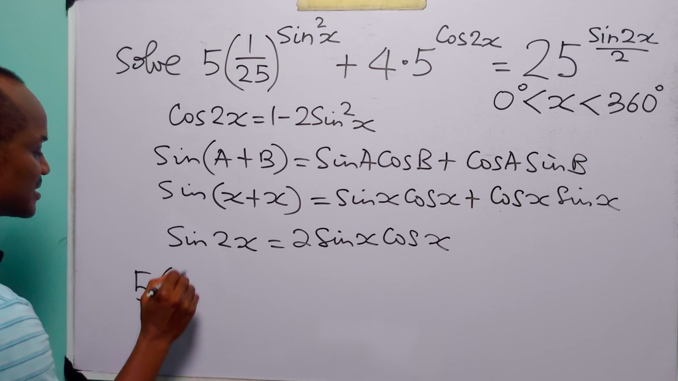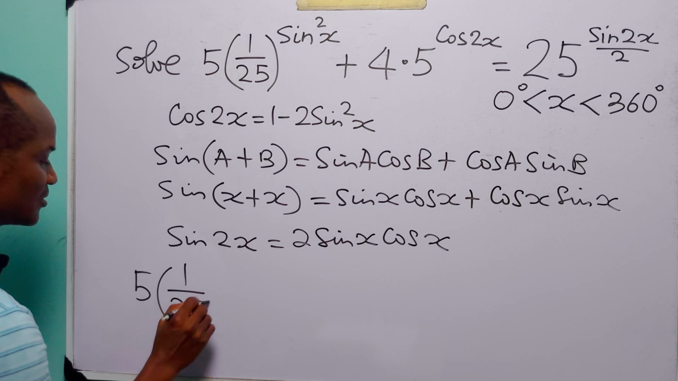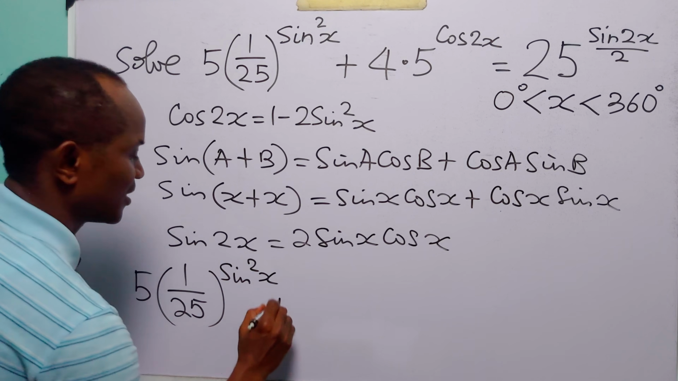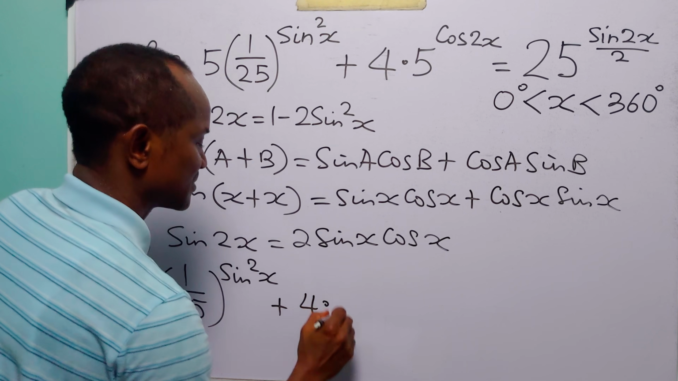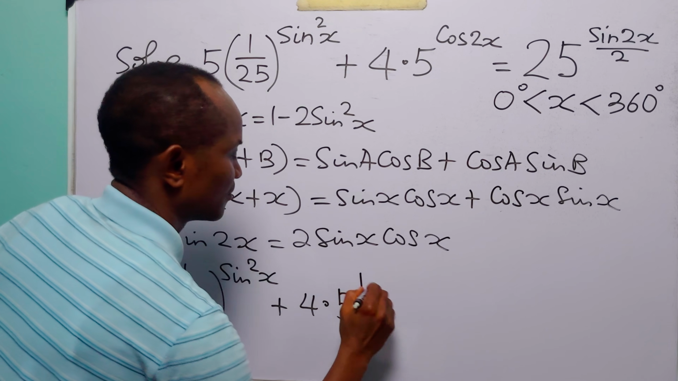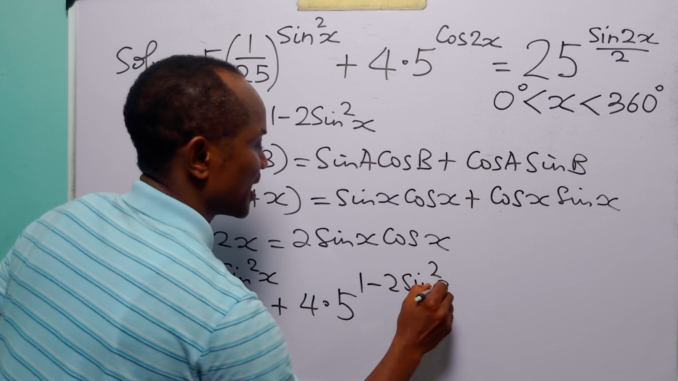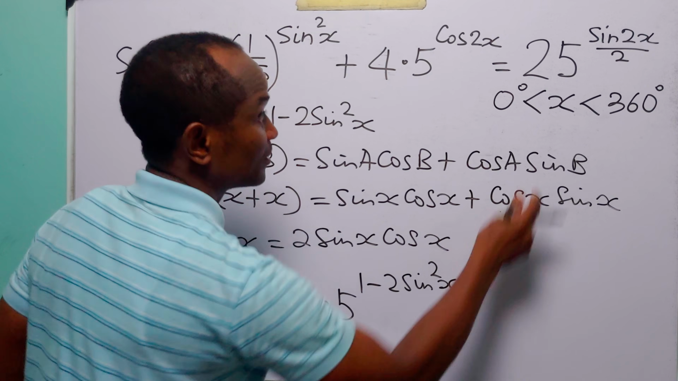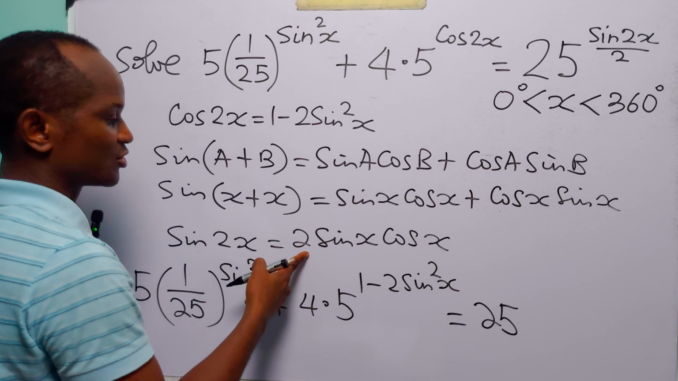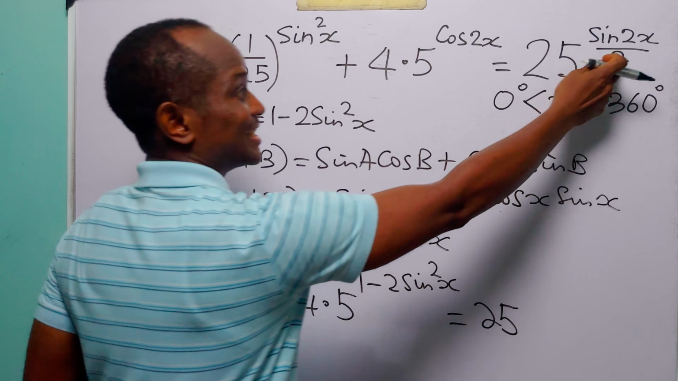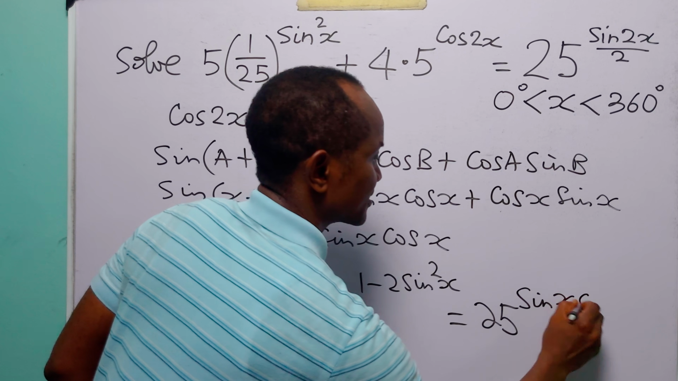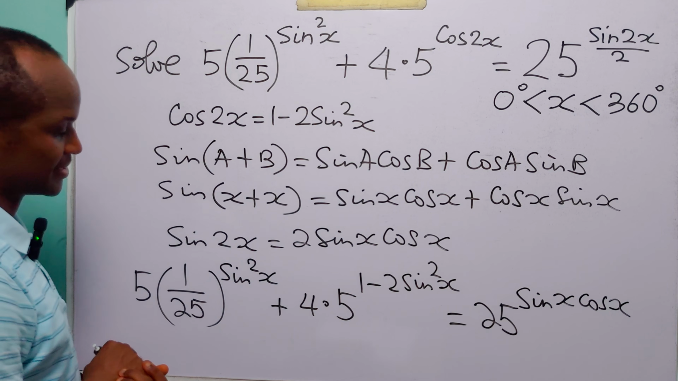And now we can rewrite the original equation as 5 times (1 over 25) to the power sin squared x plus 4 times 5 to the power 1 minus 2 sin squared x is equal to 25 to the power 2 sin x cos x divided by 2, which of course is going to give us sin x cos x.